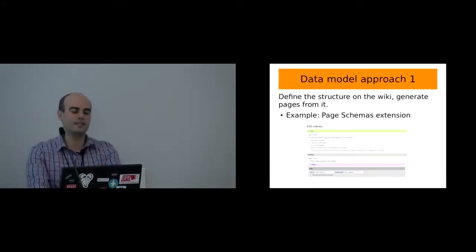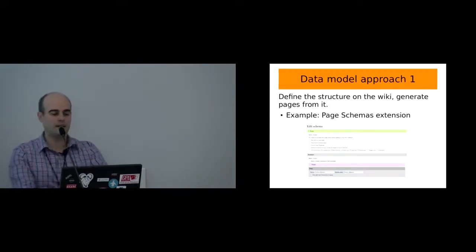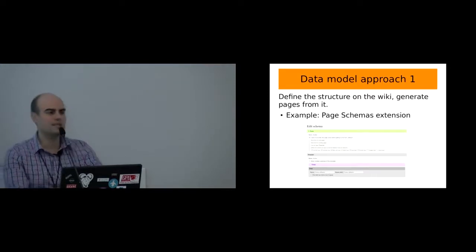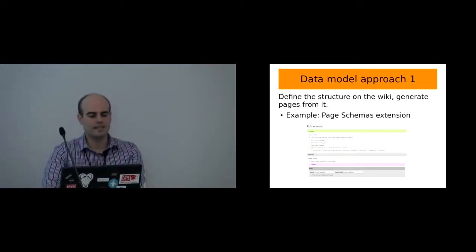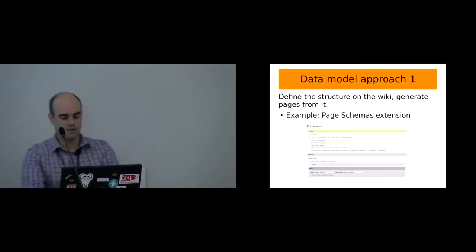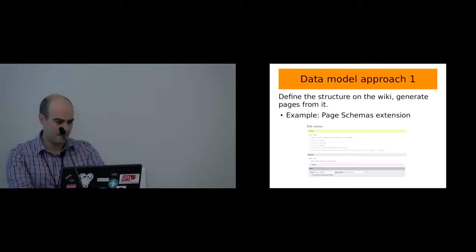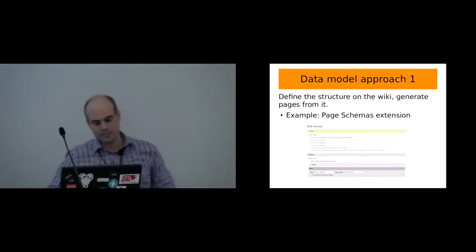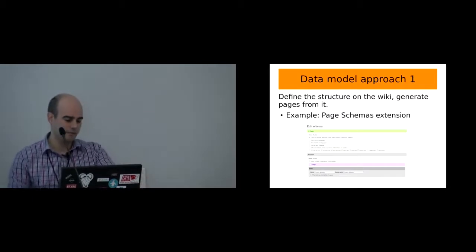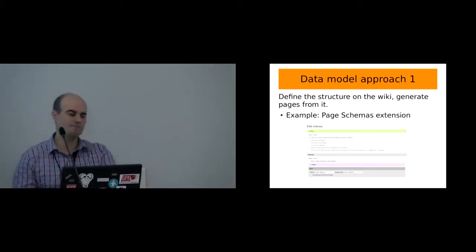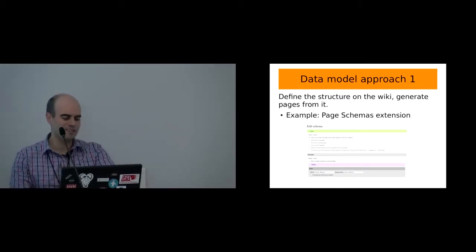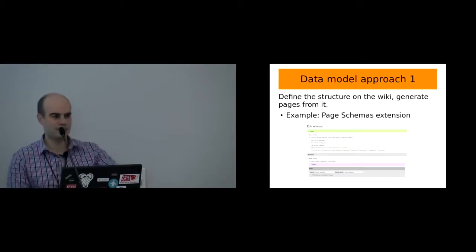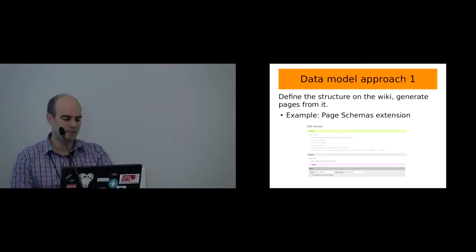One is to define the structure right on the wiki. That's what the Page Schemas extension does. I think it's the only one that does it this way. That's what the interface looks like, where you're filling out this big form of forms, or meta form or something, where you're defining all this stuff, and then it generates forms and templates and so on from that.